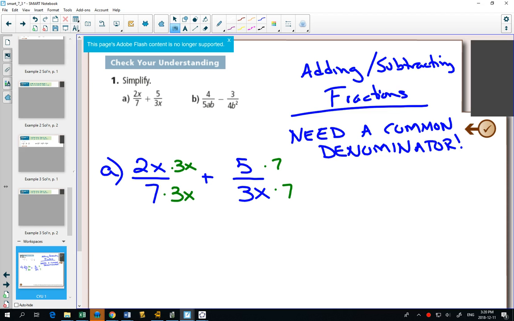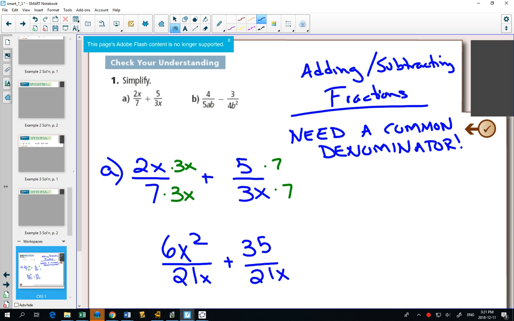So you have to look at your numbers. What would be the lowest common denominator for your numbers? And look at the variables as well. So what would that end up having? We would have 6x squared over 21x plus 35 over 21x.